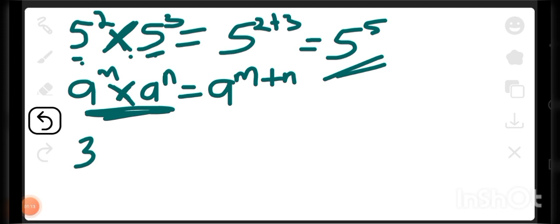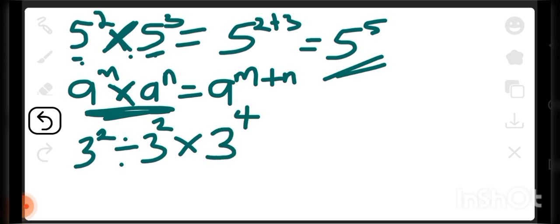The question is 3 raised to power 2 divided by 3 raised to power 2, times 3 raised to power 4. Now, if this is a division sign, not a multiplication, the same thing still applies. But if it's not multiplication, then the sign will change to minus, subtraction. If it's multiplication, it will be addition here. If it's division, it will be subtraction here. Take note.